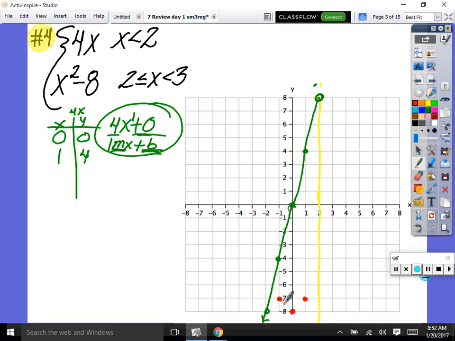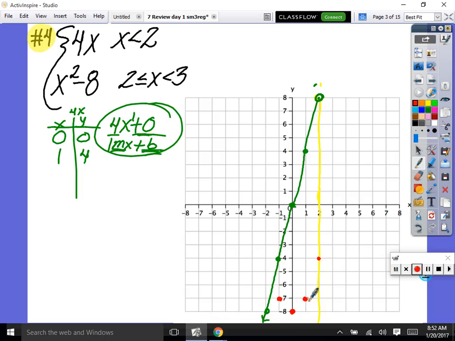Now let's say you had no idea. What you would do is plug in 1. 1 squared is 1. 1 minus 8 is -7. So there's my point, right? Does everybody see how that works? If you needed to, let's plug in 2. 2 squared is 4. 4 minus 8 is -4, so we're at (2, -4). So I just know how quadratics work.